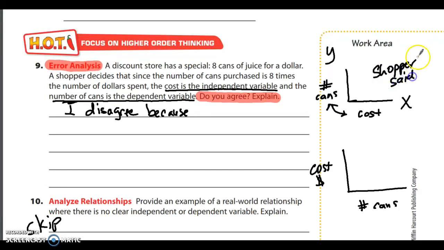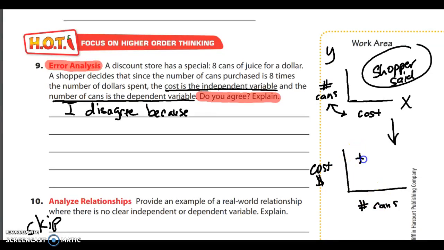This is what the shopper said. And we say we disagree because the question told us to. So we switched it to this one right here. So let's see if this makes sense. Could the cost depend on the number of cans? Does that make more sense? Could the cost of the juice depend on how many cans you buy? Think about those words. The cost depends on how many cans you buy. Well, of course that makes sense.